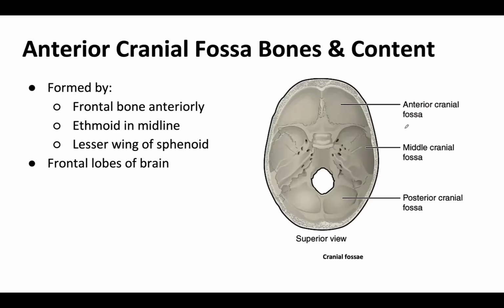It's formed primarily by the frontal bone anteriorly, and right in the midline is the ethmoid bone. And then posteriorly, you are going to have the lesser wings of the sphenoid bone. So it has quite a few bones forming it. Deep to the anterior cranial fossa are both the orbits as well as the nasal cavity. And the frontal lobes of the cerebrum of the brain sit here during life.